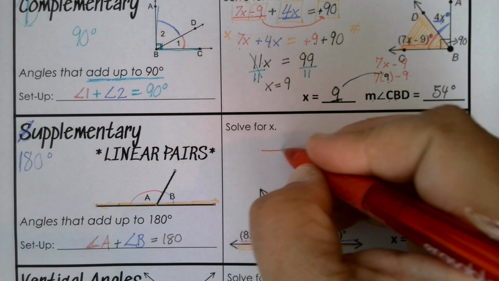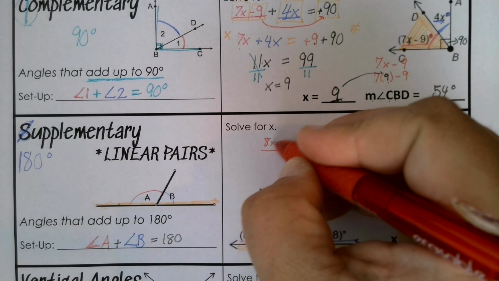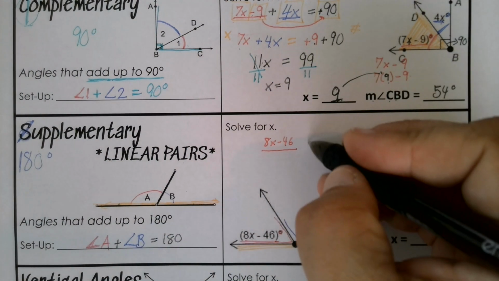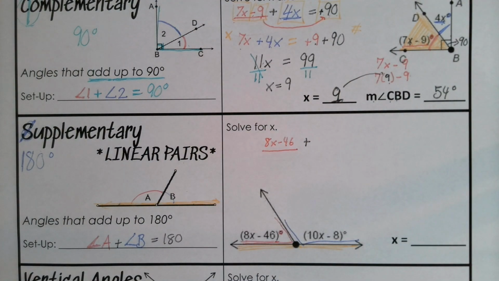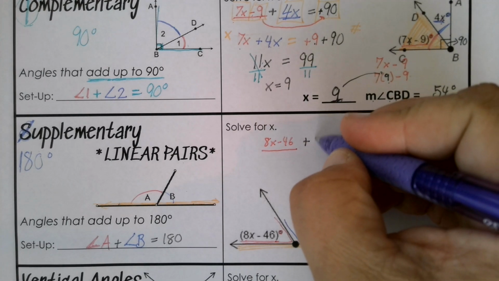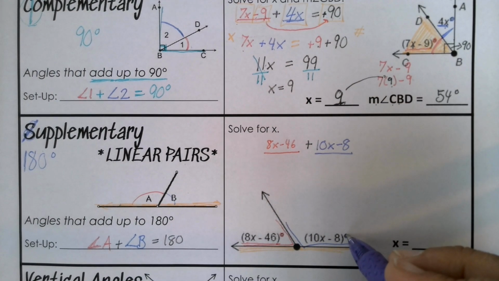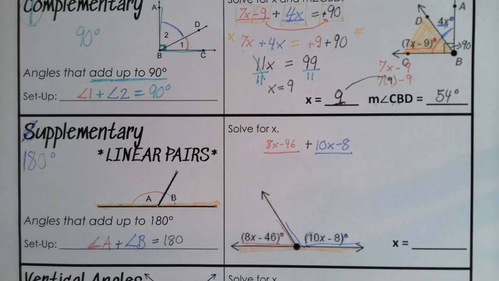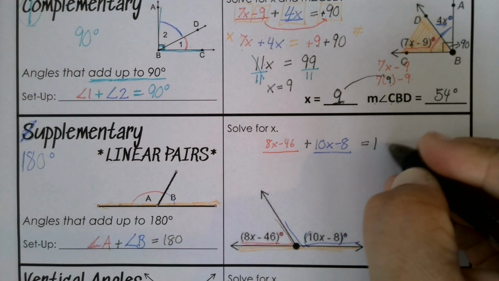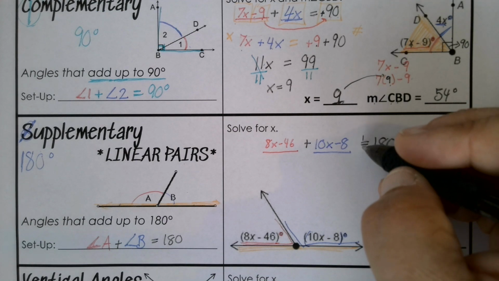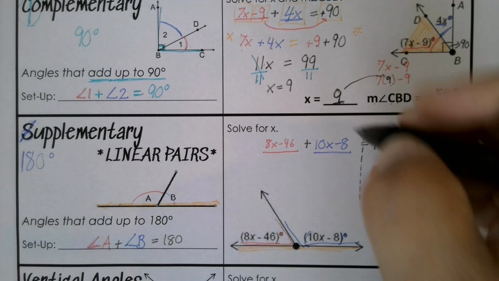It all goes in. 8x minus 46. And then I'm going to add it to the value of angle B, which is 10x minus 8. This whole thing before the degree symbol. That's going to be equal to 180 degrees. Okay? But just like before, I'm going to draw a line to separate my sides.